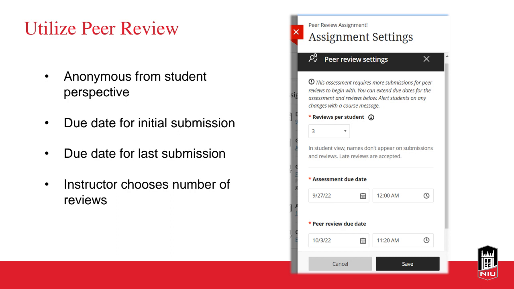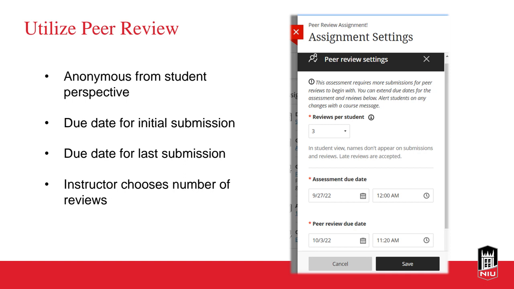This is also a Blackboard Ultra setting. So if you've never used this before, it's set up so that you come up with two different due dates. So there's the due date for the initial submission, right? Like maybe I want my students to write a draft, or maybe I want them to work on a worksheet. So they're going to turn in their first submission on that first date. Then there's the due date for the last submission. After they've turned in their first submission, the system will automatically distribute their peers' drafts as well. And so that second due date is when they have to provide feedback by. So it's really kind of nice.